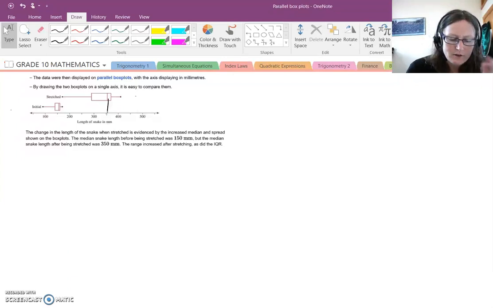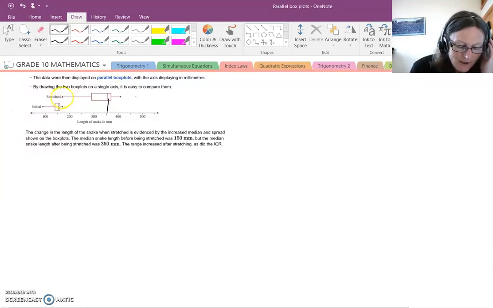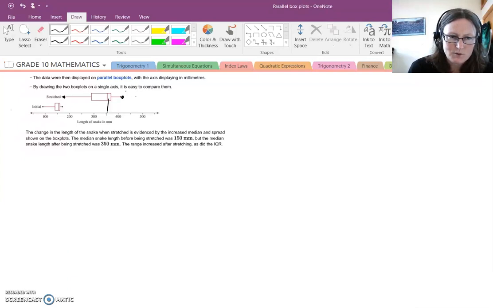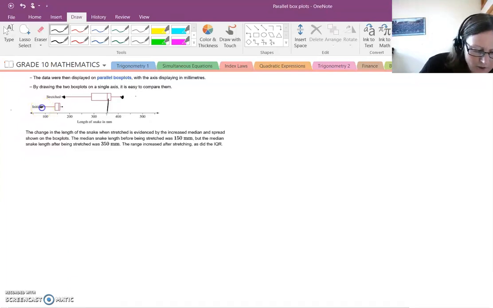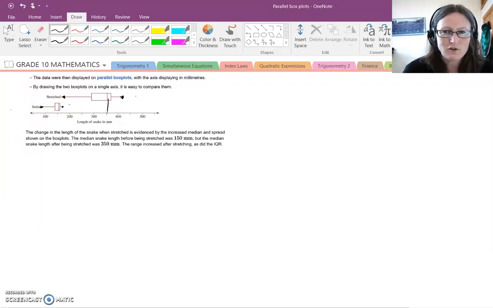Let's look at the range. The range is the difference of this X min and X max. The range of the stretched snake, that's a far broader set of scores there than the range of our initial snakes. So we can say that the range increased after stretching.